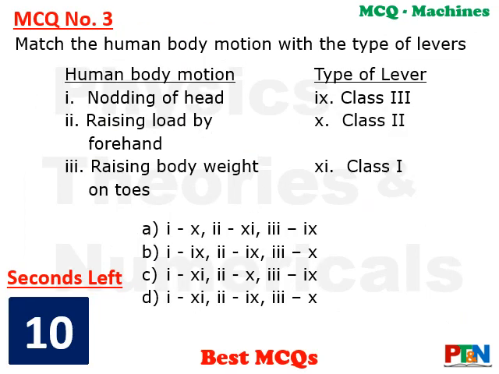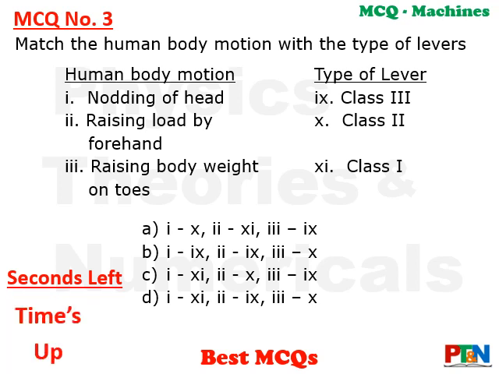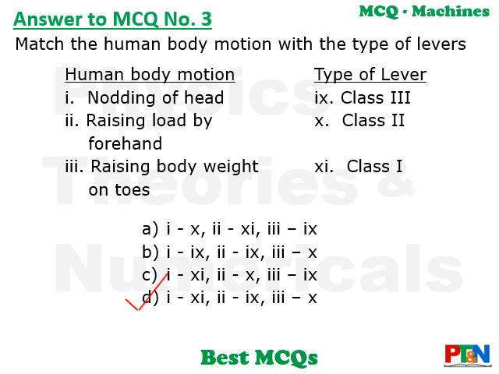Next MCQ. You need to match the human body motion with the type of lever. Three human body motions have been mentioned: nodding of head, raising load by forearm, and raising body weight on toes. And the three classes of levers are listed. You need to match them. Your timer for 10 seconds starts now. Time's up. Hope you got your option. Let's see the answer. Answer is option D.